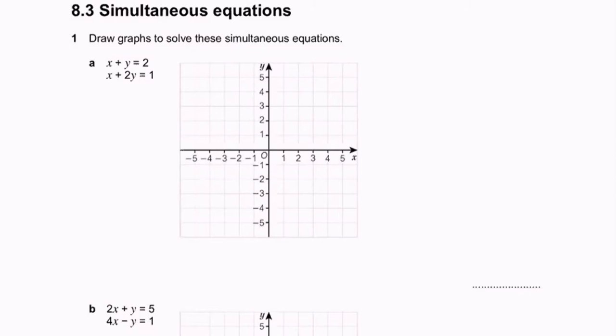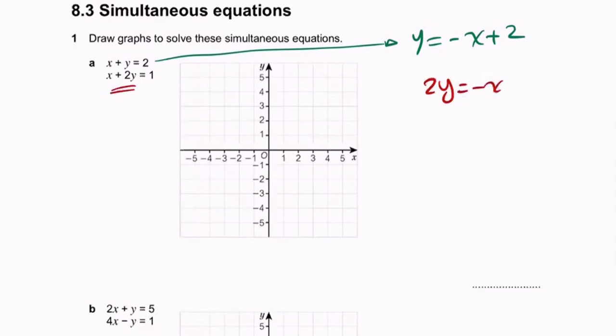So I want to reform it to y equals mx plus c. So this one will be reformed like this. I will shift the x to the other side. It will be y equals negative x plus 2. Good. Then the other one: I will shift x, so it is 2y equals negative x plus 1. Then divide by 2, so y equals negative half x plus half. Good. So now I want to draw these two lines, this line and that line.